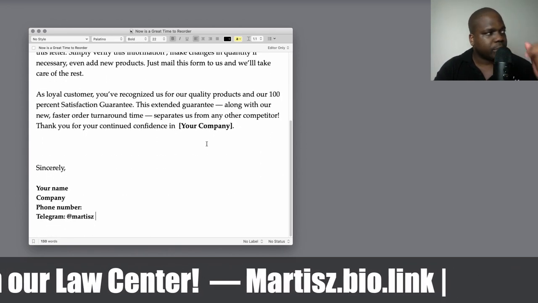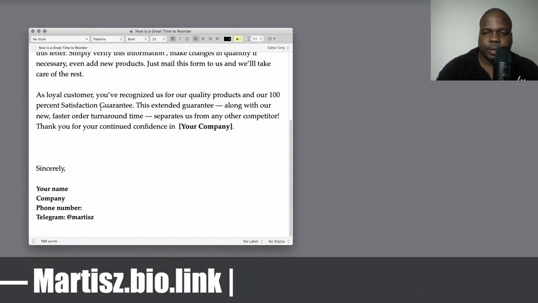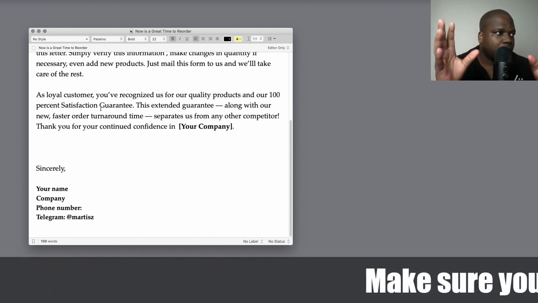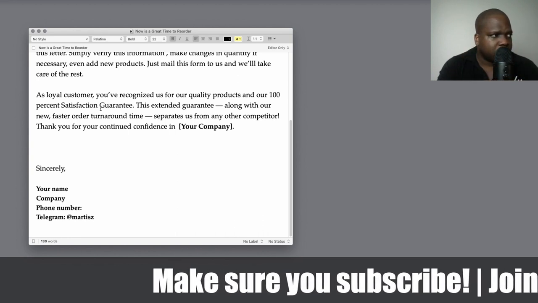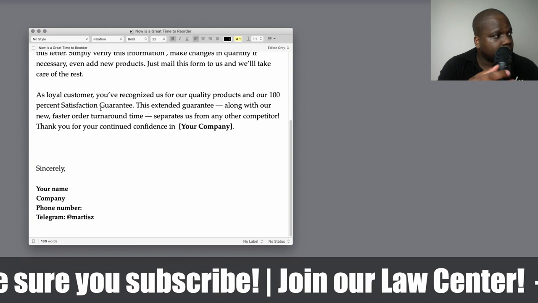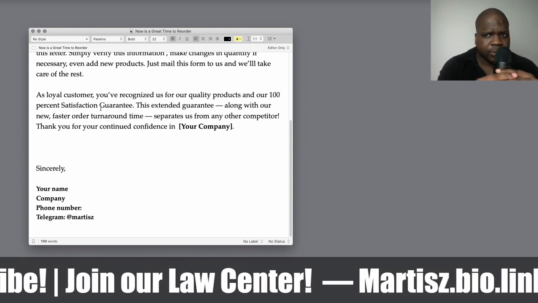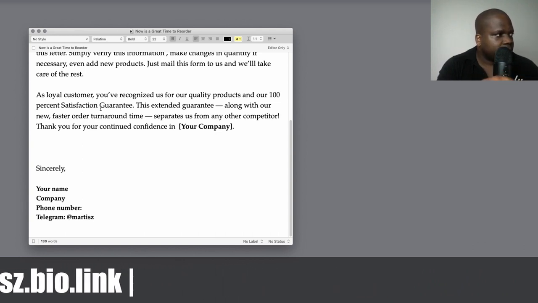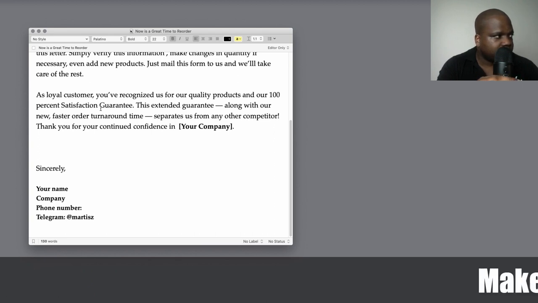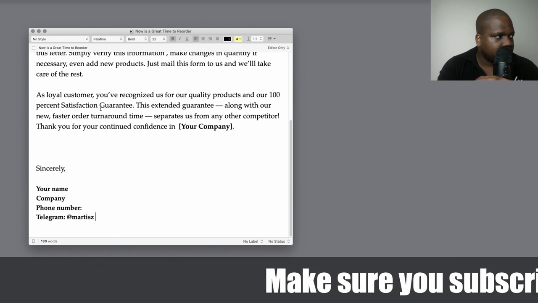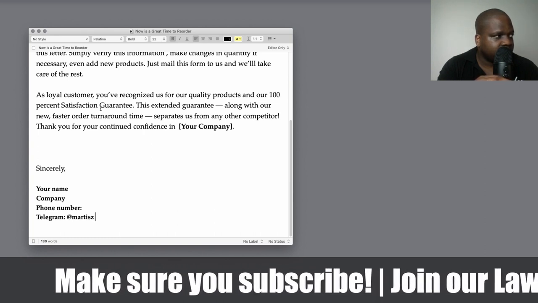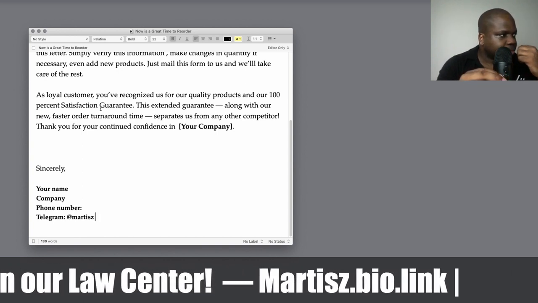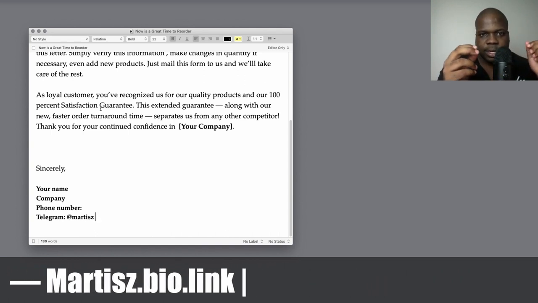So here you see, as a loyal customer, you can put what makes you special about your company or whatever. In this case, they say they try to get 100% satisfaction guarantee. I wouldn't put that in because you cannot always satisfy the customer and it all depends on the product or services. But in this letter, we only talk about products. And as you can see, you can say, as a loyal customer, you recognize us for our quality products and 100% satisfaction guarantee. This extended guarantee, along with our new, faster order turnaround time, separates us from any other competition. Thank you for your continued confidence in the name of the company.